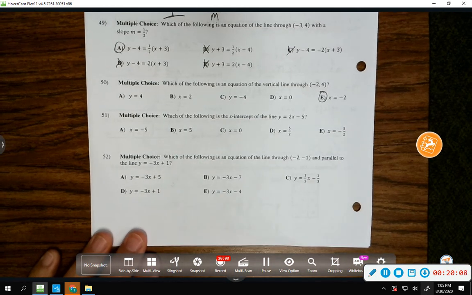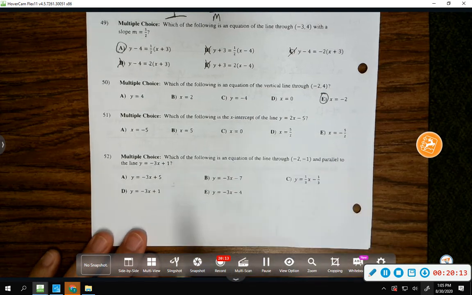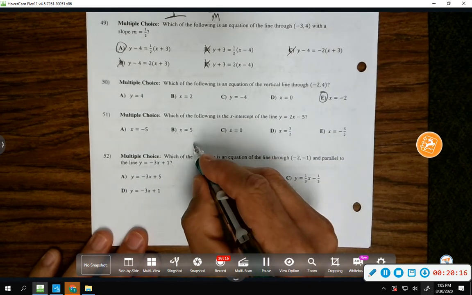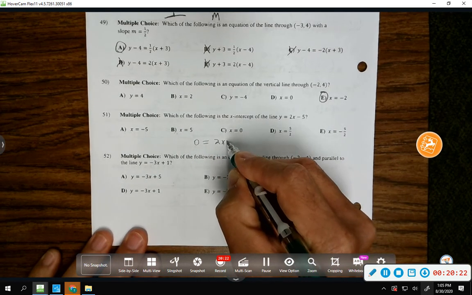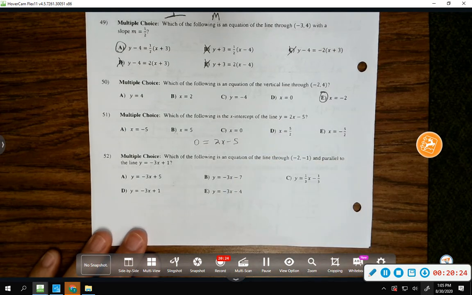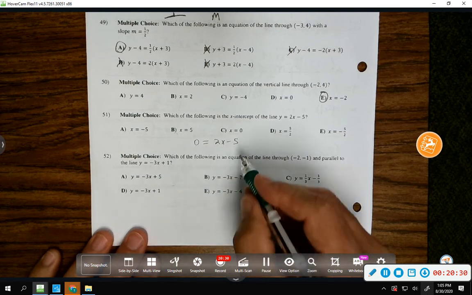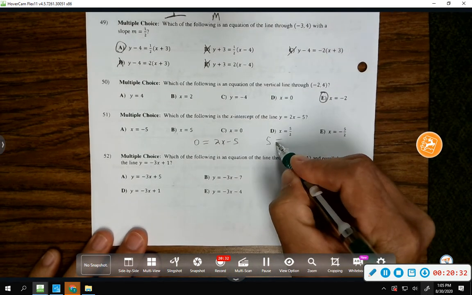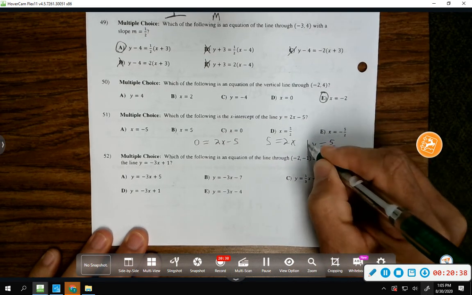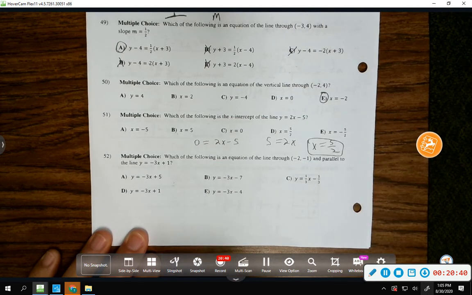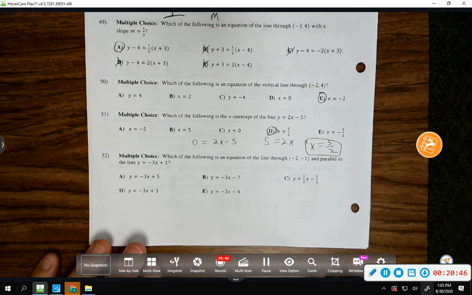Which of the following is the x-intercept of this line? A lot of students will just jump on -5. That's the y-intercept. X-intercept can be found by plugging 0 in for y. Whenever I want to find an x-intercept, I plug in 0 for y. Whenever I want to find a y-intercept, I plug in 0 for x. It's just the opposite. So add 5 to both sides of the equation and divide both sides by 2. 5 halves. Okay, that's choice D.